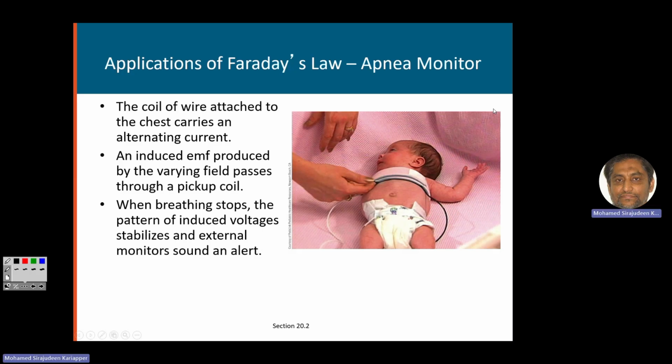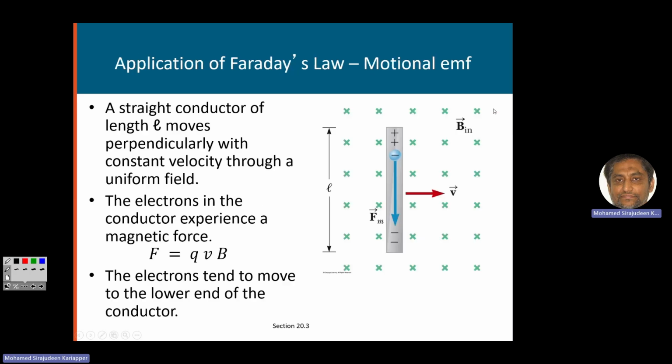Premature babies, when they are born, they keep them under observation. So there is this coil wrapped around it. If the baby is breathing, there will be a certain current through the Faraday coil, the pickup coil, and we'll have an electric signal. So everything is fine. But if the breathing stops, there's a change in the flux. It will be detected by the electronics, and then it will alarm the nurses.